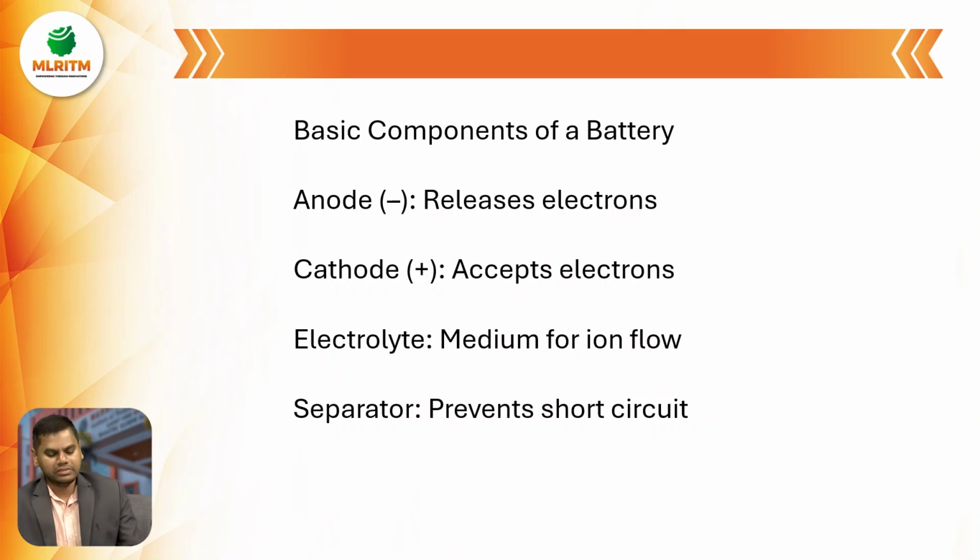One more time we'll discuss that. The anode indicates minus, so it releases the electrons. The cathode indicates plus, so it accepts the electrons. Next, the electrolyte is the medium for ion flow. And the last one, the separator, prevents short circuit. So these are the basic components of a battery.